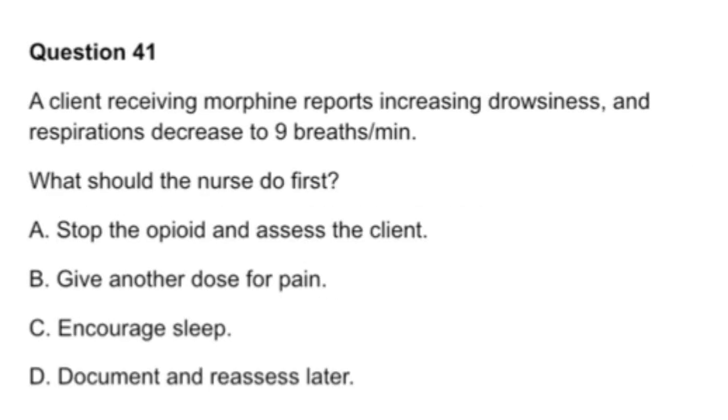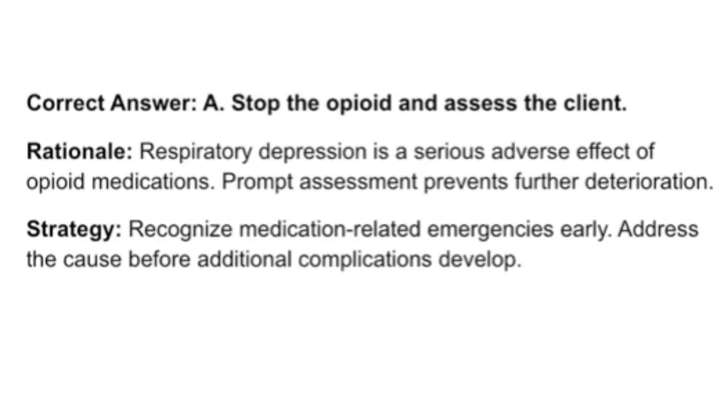Question 41. A client receiving morphine reports increasing drowsiness, and respirations decrease to 9 breaths/min. What should the nurse do first? A. Stop the opioid and assess the client. B. Give another dose for pain. C. Encourage sleep. D. Document and reassess later. Correct answer: A. Stop the opioid and assess the client.